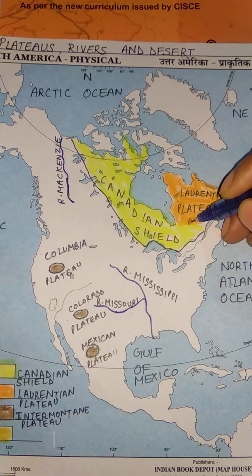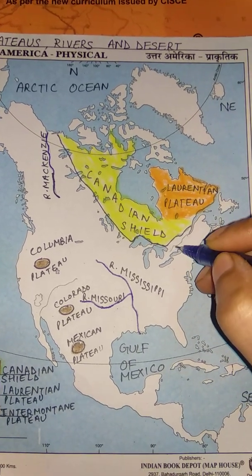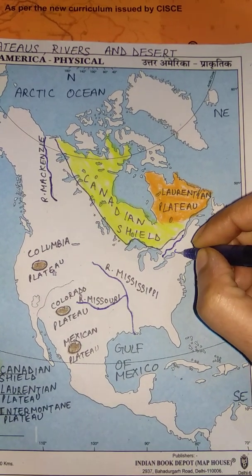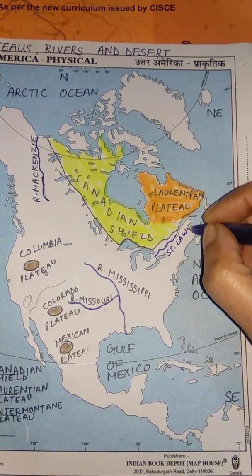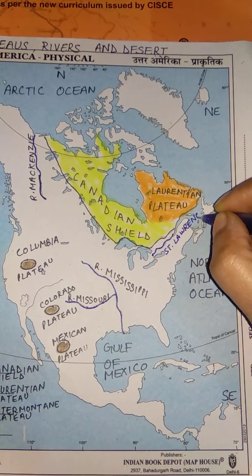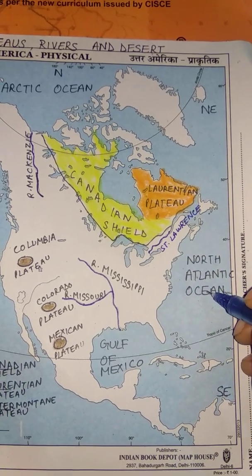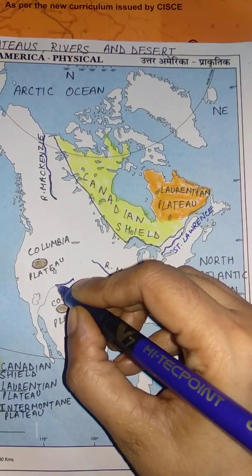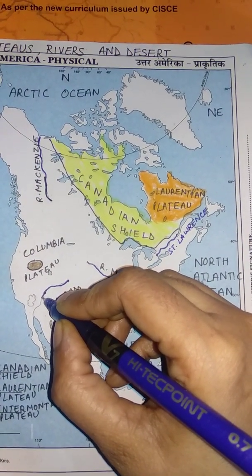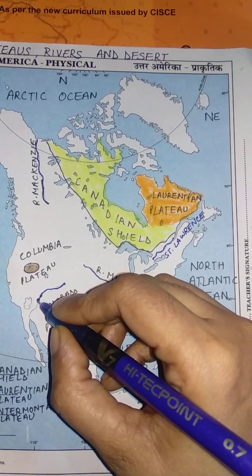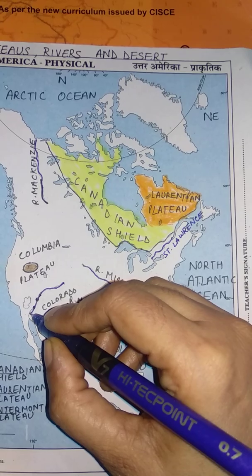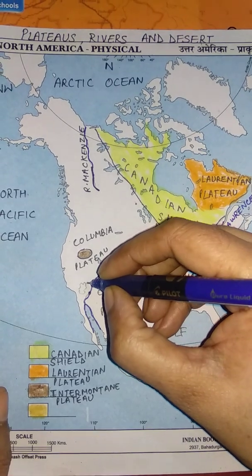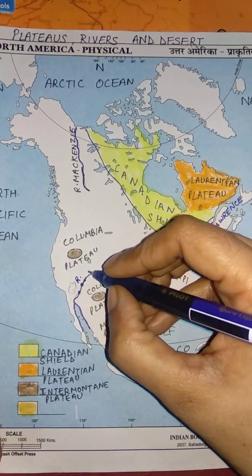Between the plateau and the Appalachian Mountains, there is another river flowing. The name of the river is St. Lawrence River, which drains into the Atlantic Ocean. Toward the western side, there is the Colorado River, which rises in the Rocky Mountains, United States, and flows toward the west, and finally drains into the Gulf of California. Now you have to label the river.